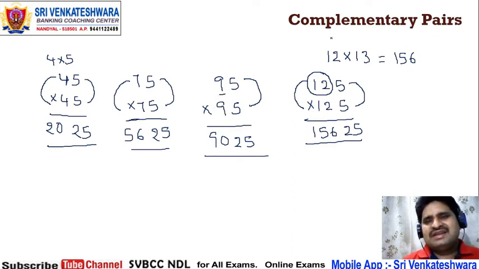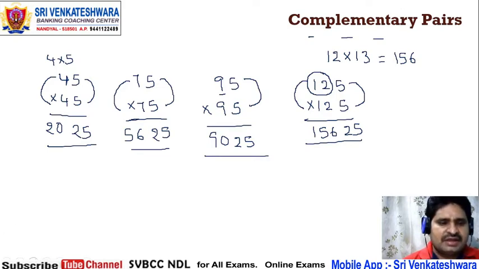Look at, basically these are called complementary pairs. Understand what complementary pairs mean. Complementary pair means simply what we can understand here: the unit digit sum must be 10, and the tens place has to be equal.